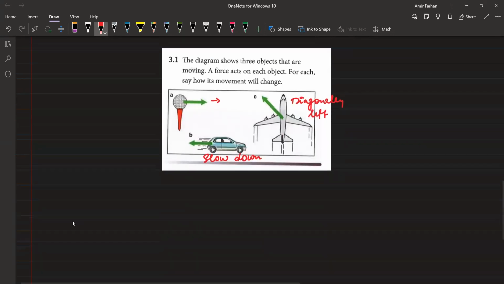And one more force is there, that is air resistance. Air resistance means that when an object falls from a very high height, air also exerts some force on the body. That force is called air resistance. Air opposes the motion of an object. It is a kind of frictional force.